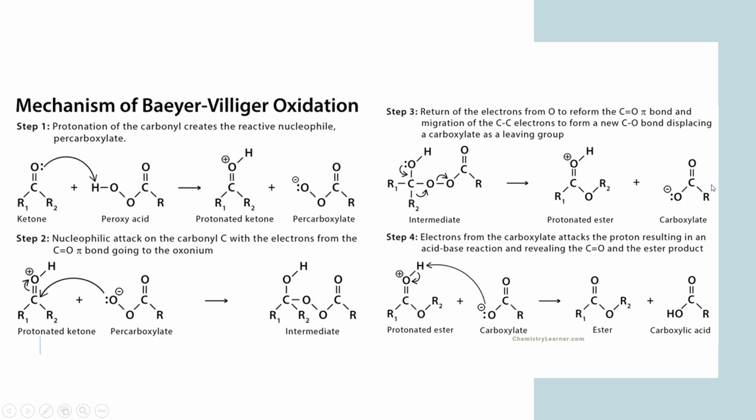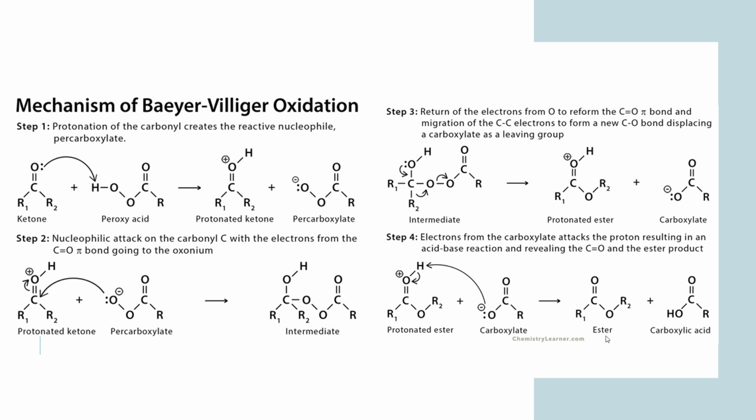carboxylate will leave. See, this fragment is leaving as carboxylate, and this first fragment up to this oxygen is going to give you the protonated ester. Now, simply the protonated ester will undergo deprotonation, and you will get this ester as the main product of Baeyer-Villiger oxidation. So basically, the ketone is getting oxidized to ester. This is why it is called Baeyer-Villiger oxidation.